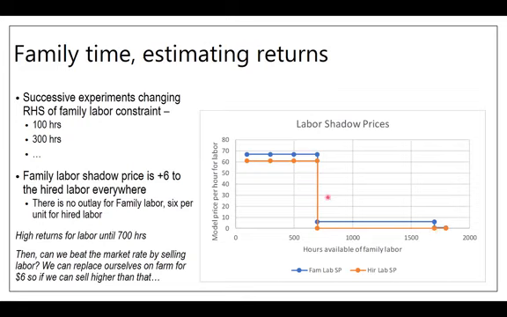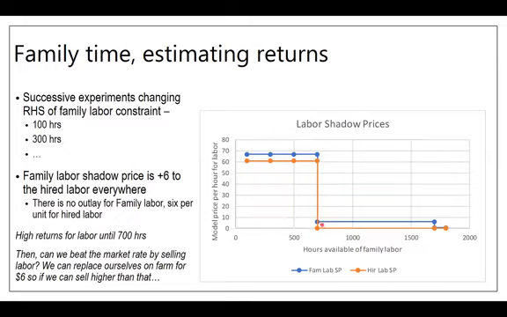But let's follow the blue line, and eventually you get all the way out to 1,700, and beyond 1,700 to 1,800, I think the shadow price falls to something like 60 cents an hour. Okay, so we're at a very low amount here, and then out here we're at something like less than $1. So family labor shadow price plus $6 over that one everywhere, over the hired labor. The high return only lasts for 700 hours though.